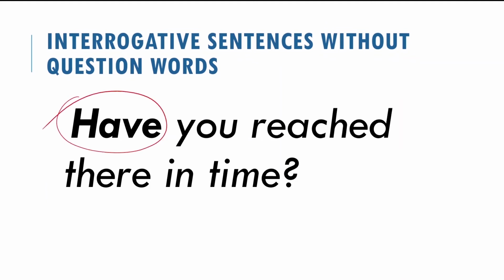There is no interrogative word like who, when, where, why, what, and how. Interrogative sentences without question words are generally formed by moving the helping verb before the subject, like helping verb have is moved before the subject you.